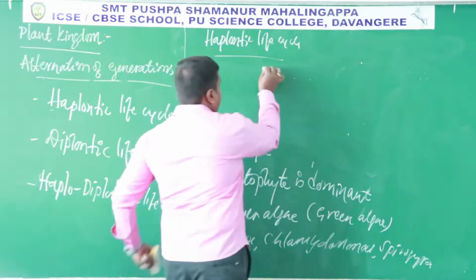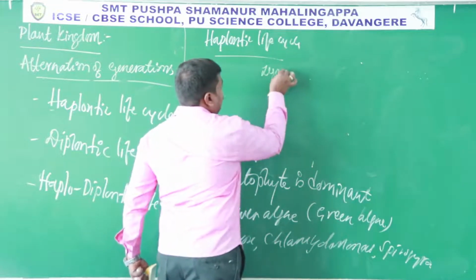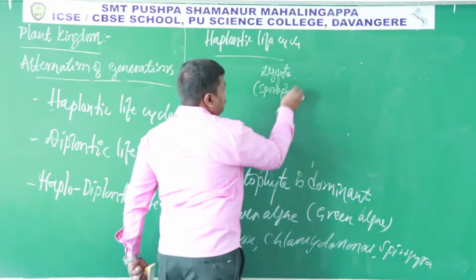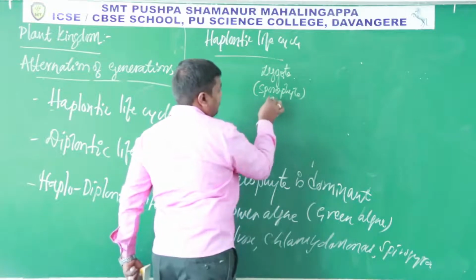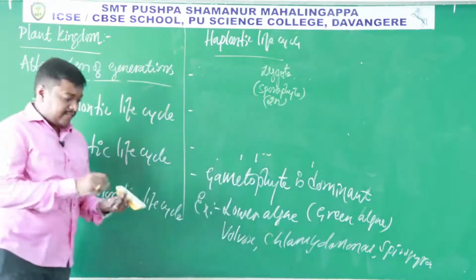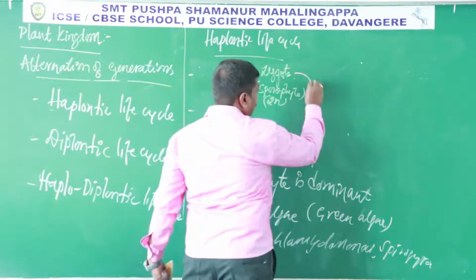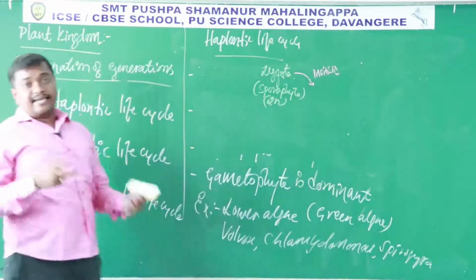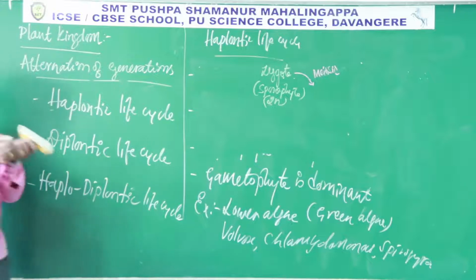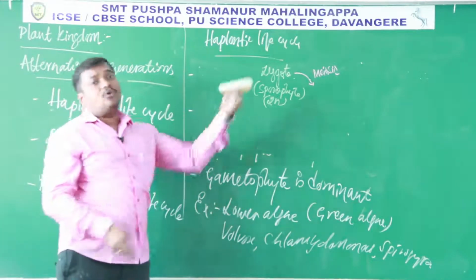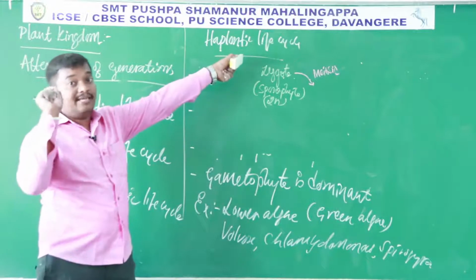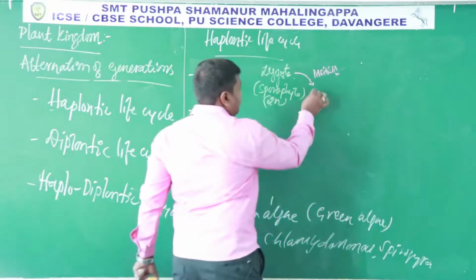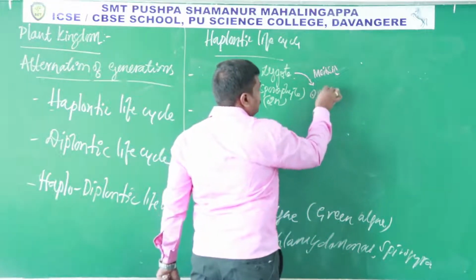so here you should begin with the zygote. This zygote is nothing but sporophyte and it is diploid. This diploid zygote undergoes meiosis immediately. When the two gametes fuse, zygote is formed. That zygote immediately undergoes meiosis in case of haplontic life cycle. That is important. Immediately undergoes meiosis. So by meiosis it produces haploid spores.